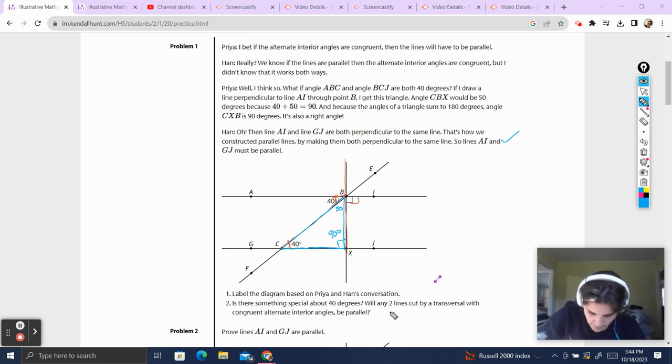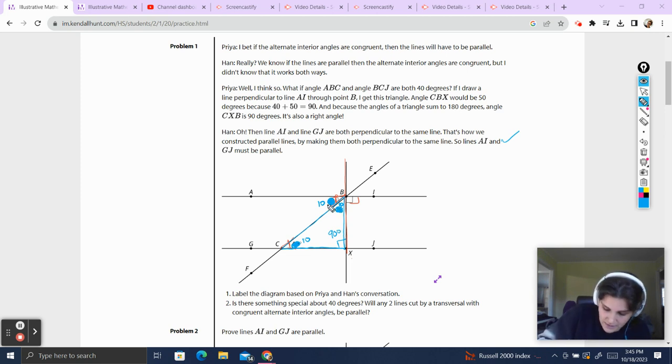Is there something special about 40 degrees? Will any two lines cut by a transversal with congruent alternate interior angles be parallel? Well, let's think. Let's pretend it's not 40 degrees. Let's say it's 10 degrees. This would still be 90 degrees. This whole thing would still be 90 degrees. Oh, not 90, it would be 80 degrees, because they have to add up to 90. We then know this is 10, which would mean this is 10. 10 plus 80 is 90, which would mean this is 90 right here too. So yes, it works with that.